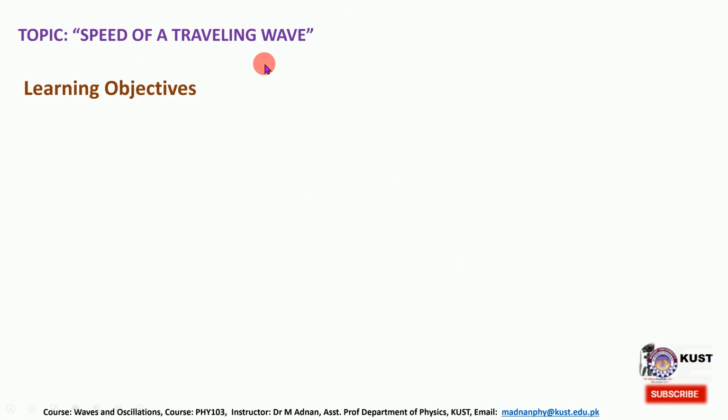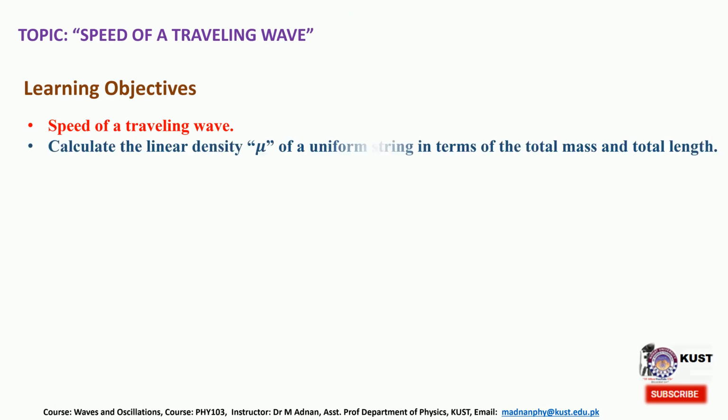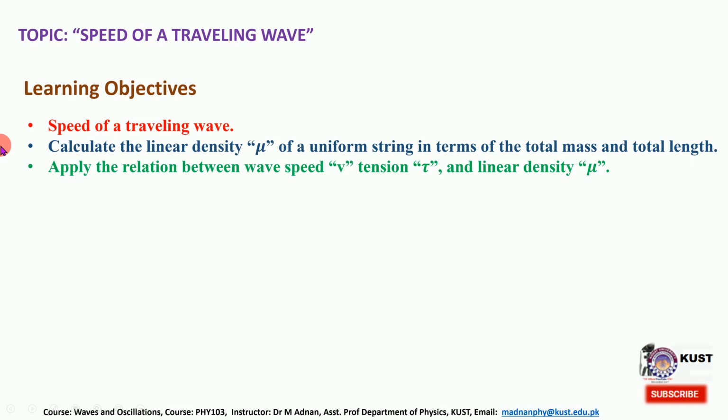First, I will give the learning objectives. At the end of this presentation, the student will know how to calculate the speed of a traveling wave, and also they will be able to calculate the linear density mu of a uniform string in terms of total mass and total length. Also, they will be able to find out the relation for the speed v in terms of the tension and the density.